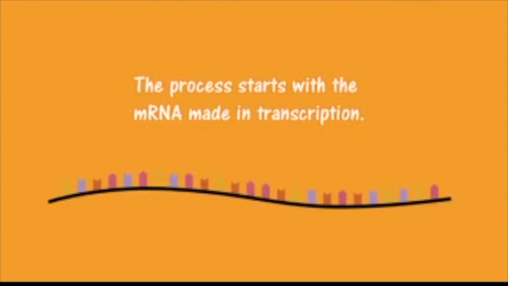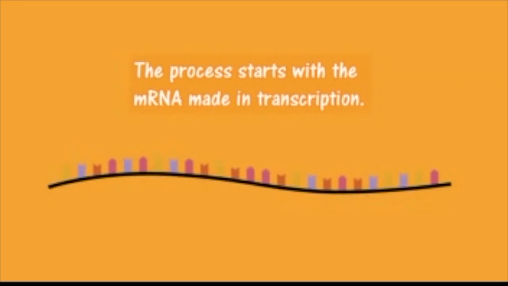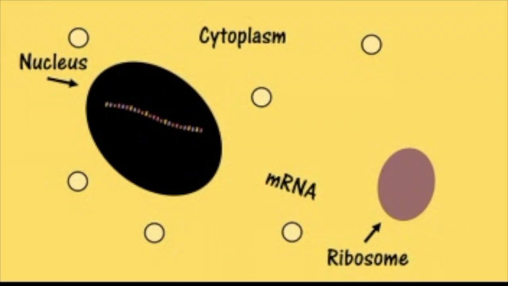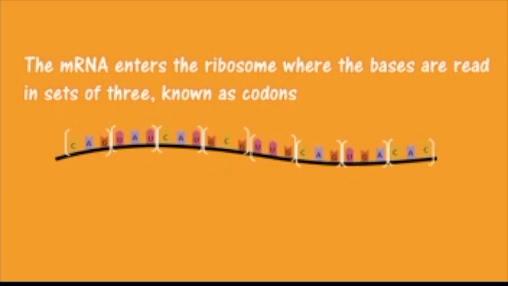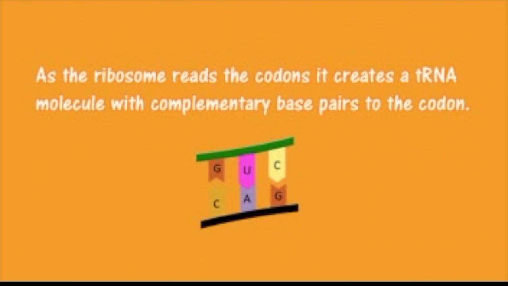The process starts with the mRNA made in transcription. The mRNA moves out of the nucleus in a cell through the nuclear pore into the ribosome located in the cytoplasm. The mRNA enters the ribosome where the bases are read in sets of 3, known as codons. As the ribosome reads the codons, it creates a tRNA molecule with complementary base pairs to the codon.